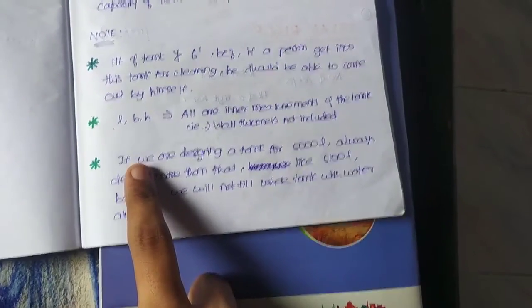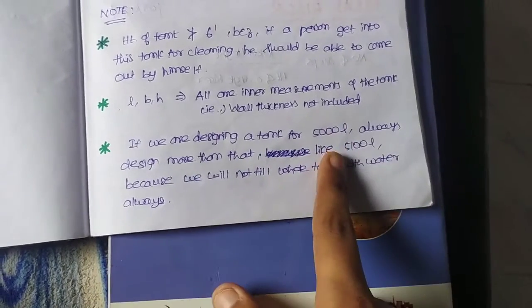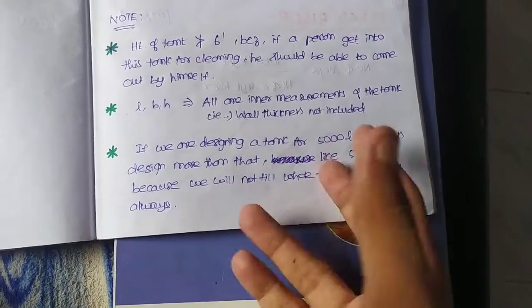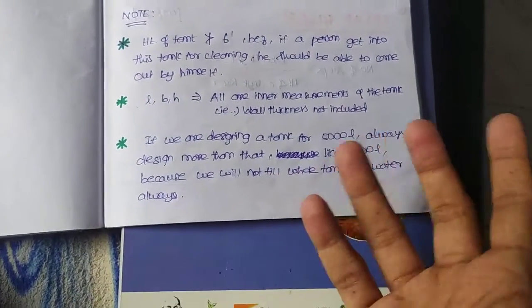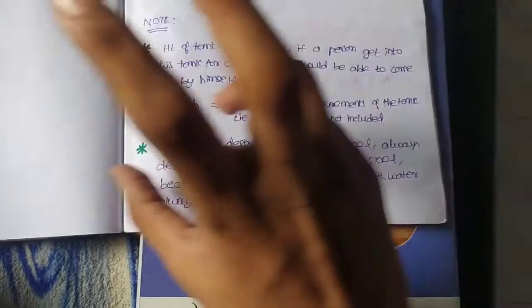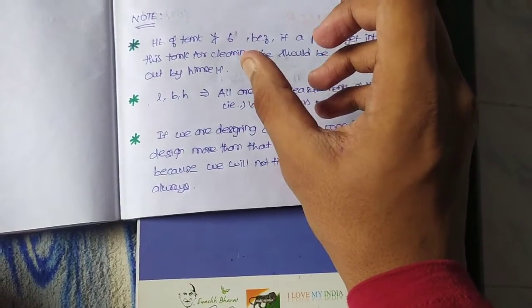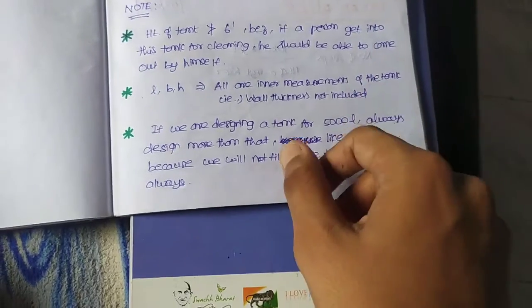Third topic. Say if you are designing for a 5000 liter tank, we should always design it for 100 liters more. That is 5100 liters, because we will not fill the whole tank with water. That is, we will not fill up to the top. We will fill up to a certain distance below the top. So only we are designing 100 liters more than what we have designed for.